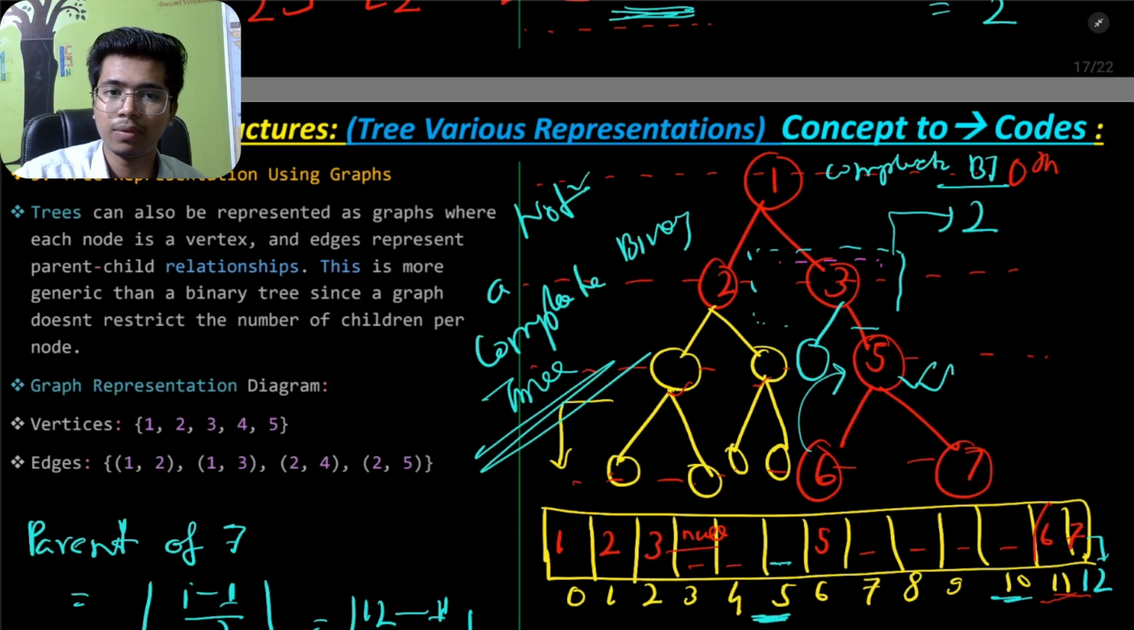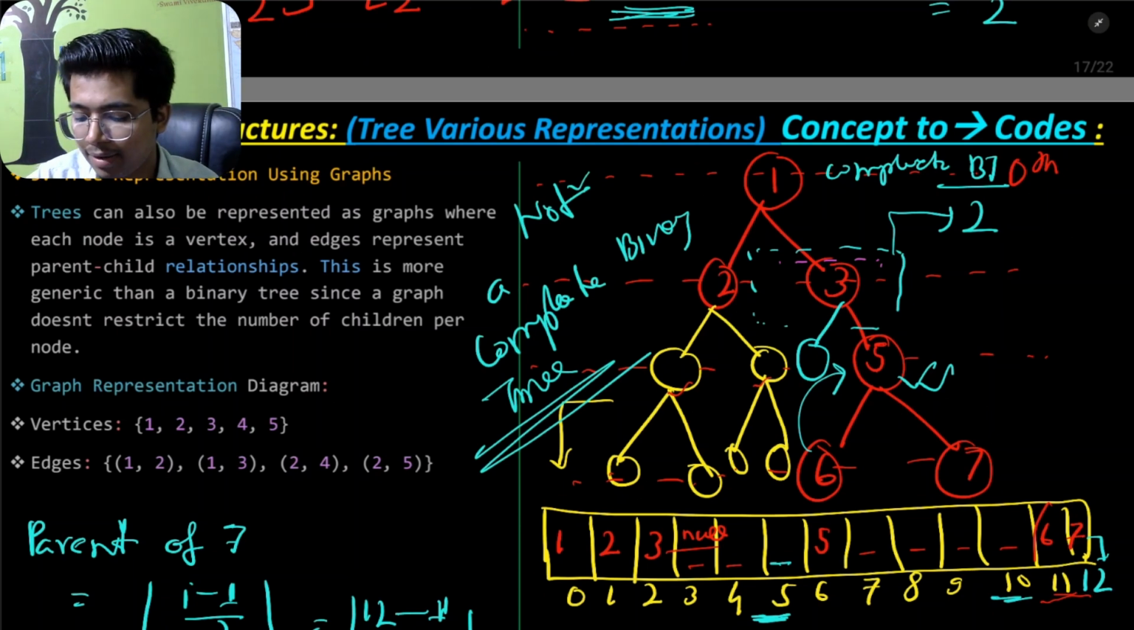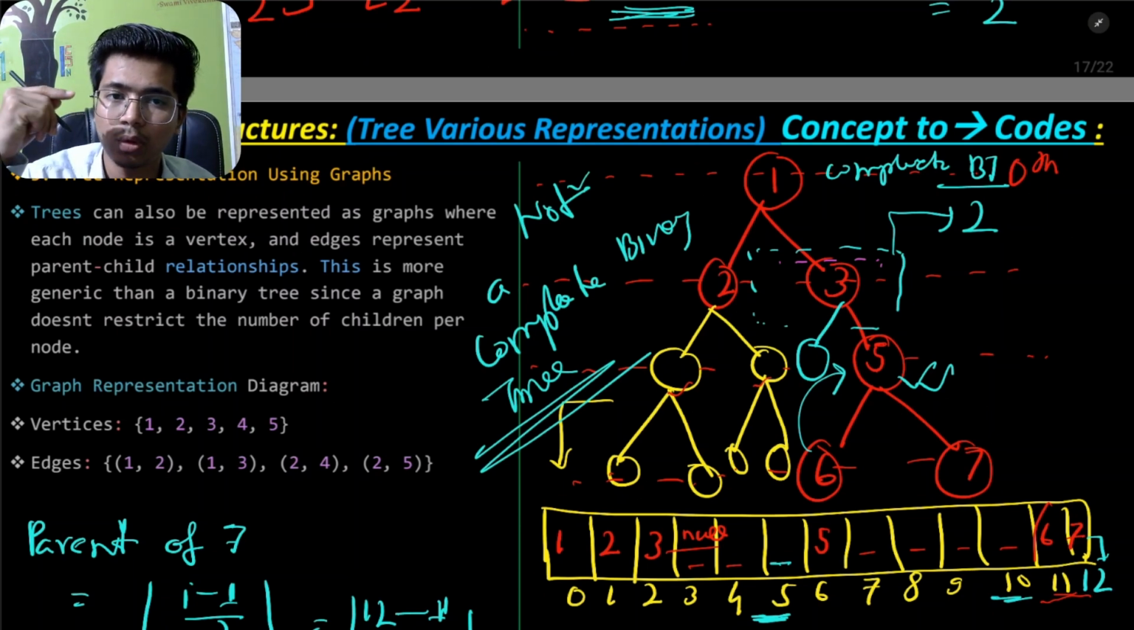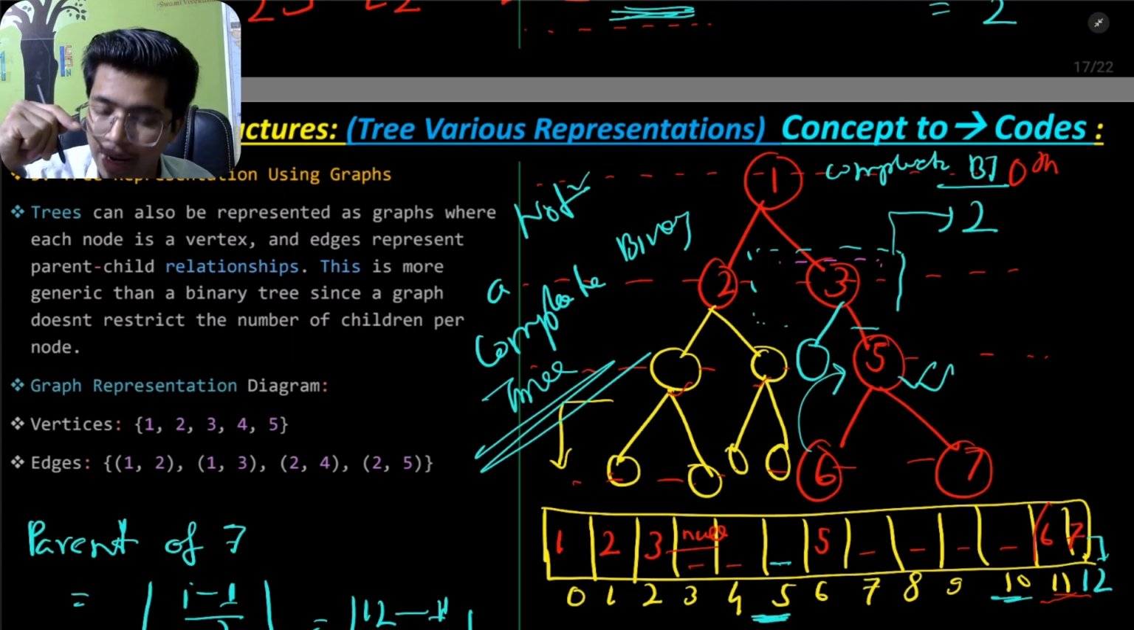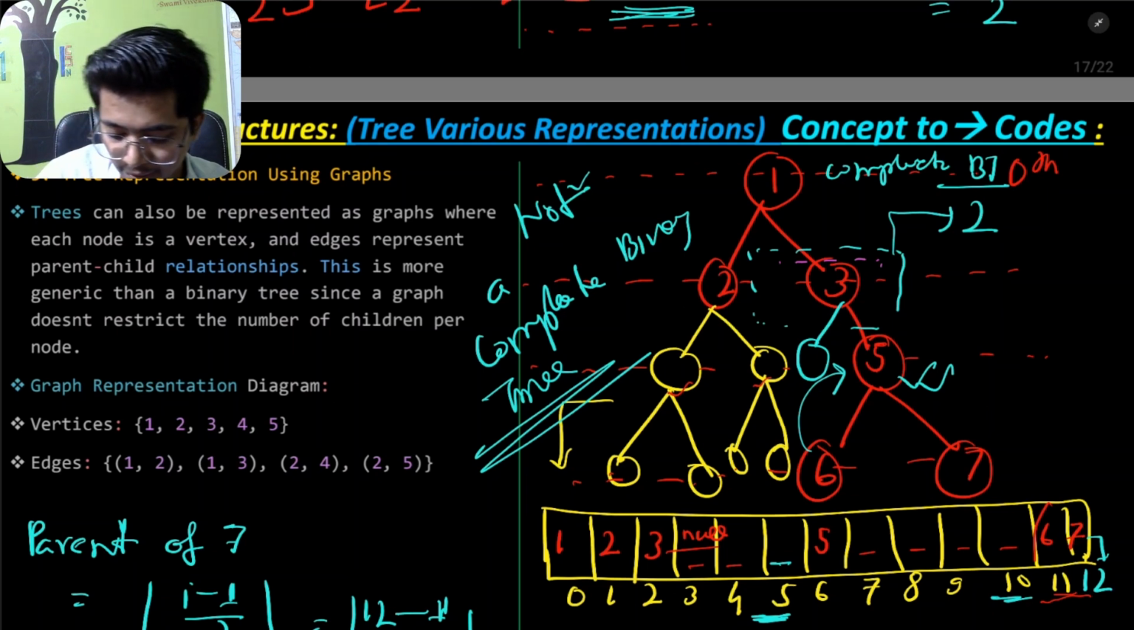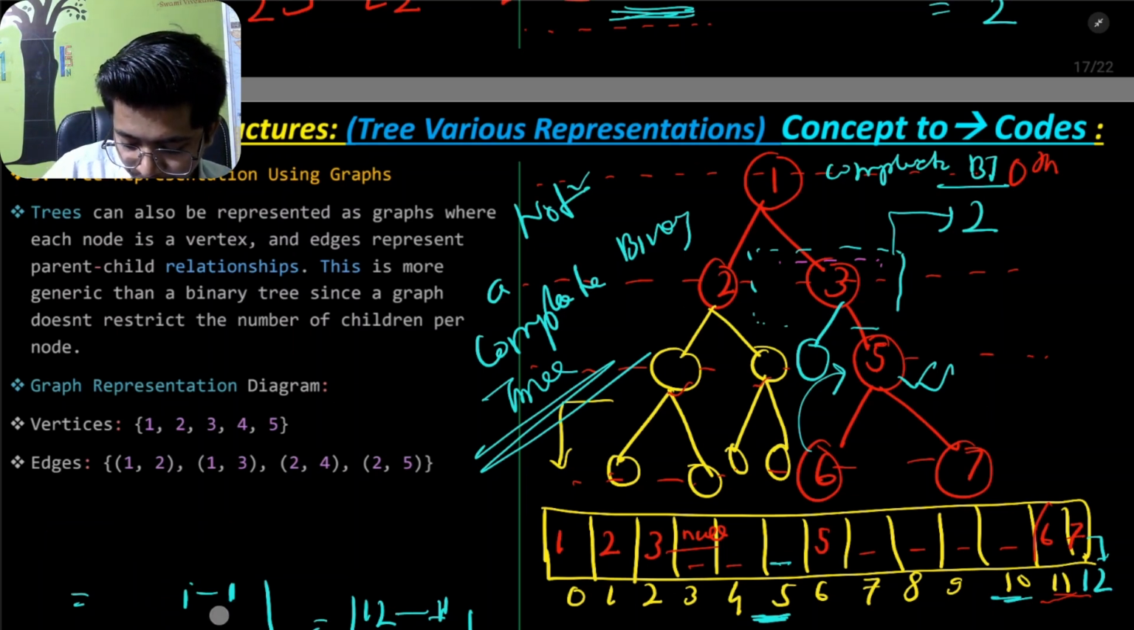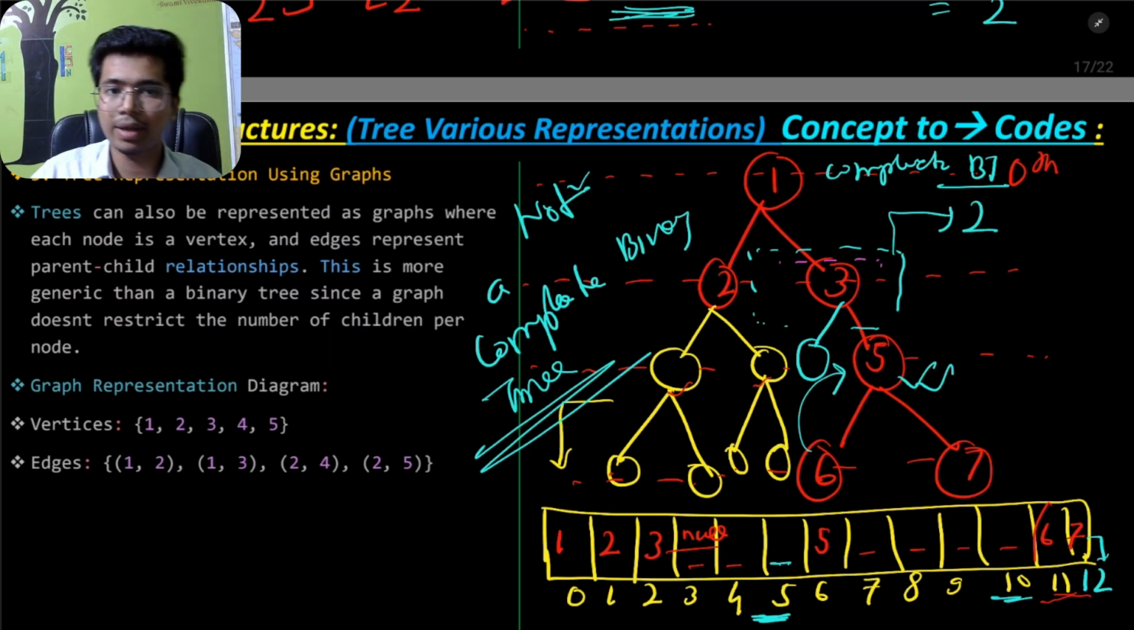So first we have to understand the criteria. We always have to keep the criteria of a complete binary tree in mind. The first criterion is that levels should be filled level by level.